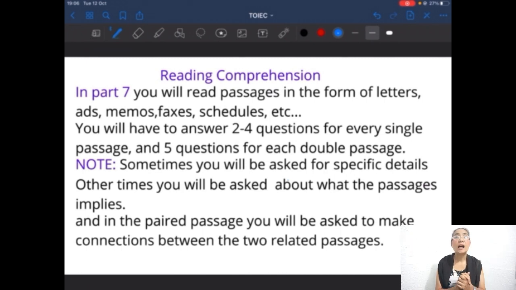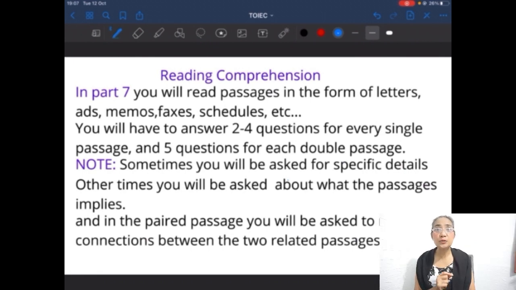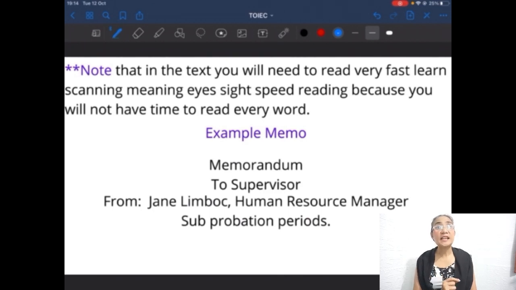You will need to read very fast. Learn scanning, meaning eyesight speed reading, because you will not have time to read every word. Okay, so this is the example.